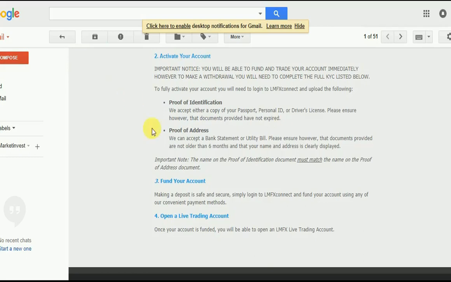So to activate your account, you need a proof of identity like an international passport, your driver's license, your ID, and the like. Then you need a bank statement or utility bill for the last 6 months. Then you go ahead to fund your account, and then you open it. But this is a demo, so we will just go over. We'll log in now to the client area on LMFX, and then we open our account.